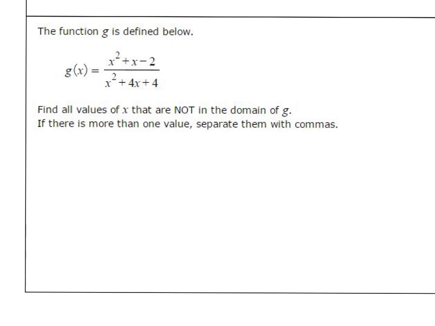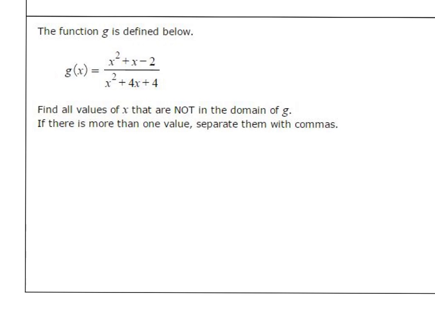Here they give us a function and they ask us to find the values that are not in the domain, which really is another way of saying what values are excluded from this expression, what x values you would not be allowed to use. And that means we need to, again, focus on the fact that dividing by 0 is not allowed, and we have to figure out what values of x would make this equal to 0.